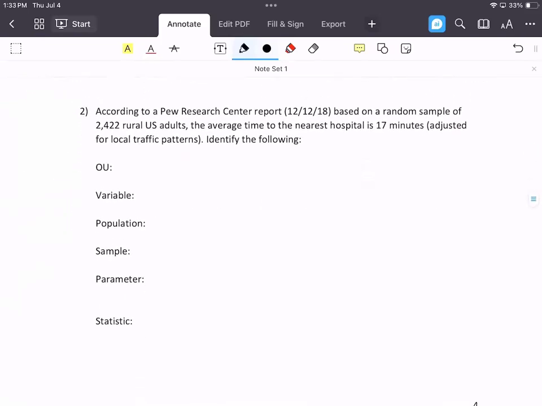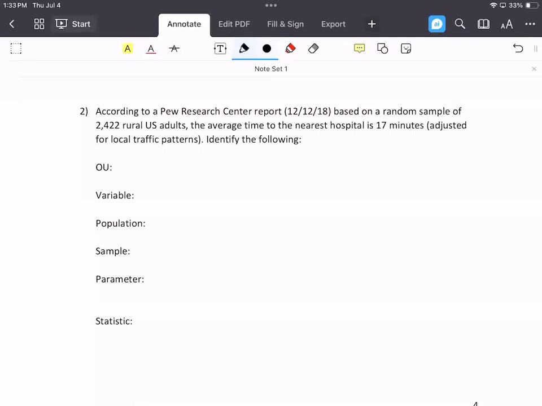Number 2. So this is another, we've gotten some results. Here, this is a poll, it looks like. Pew Research Center has a report that based on a random sample of 2,422 rural US adults, the average time to the nearest hospital is 17 minutes, and that's adjusted for local traffic patterns.